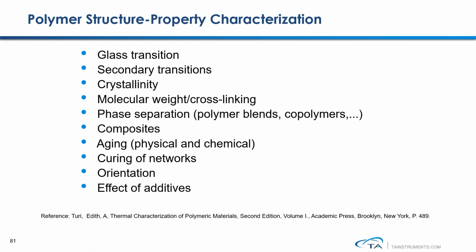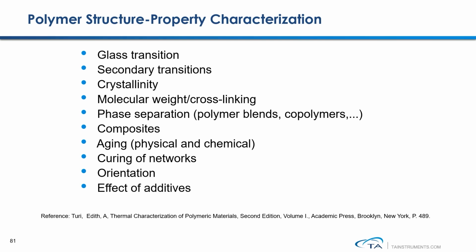Here is a list of all the properties we can measure using rheology on polymer solids. We can measure a polymer's glass transition and secondary transitions. For polymers which are partially crystallized, we can use rheological measurements to differentiate their degree of crystallinity. We can also measure polymers with different cross-linking and measure phase separation in polymer blends.